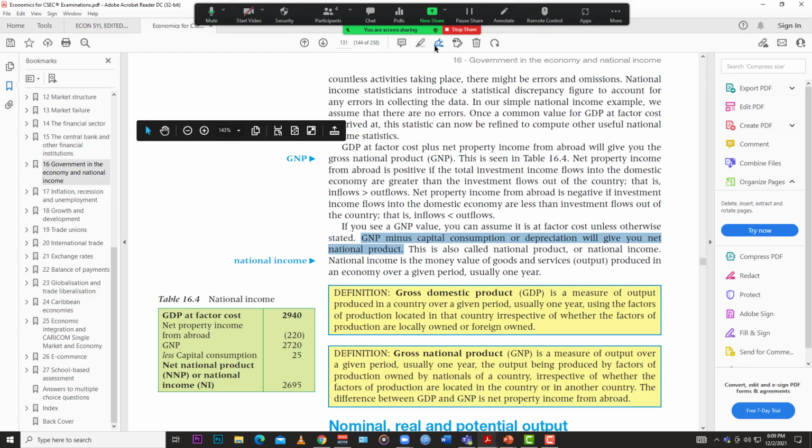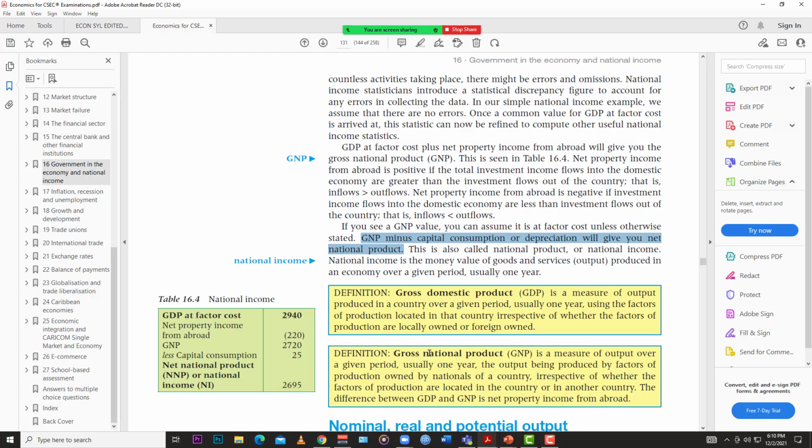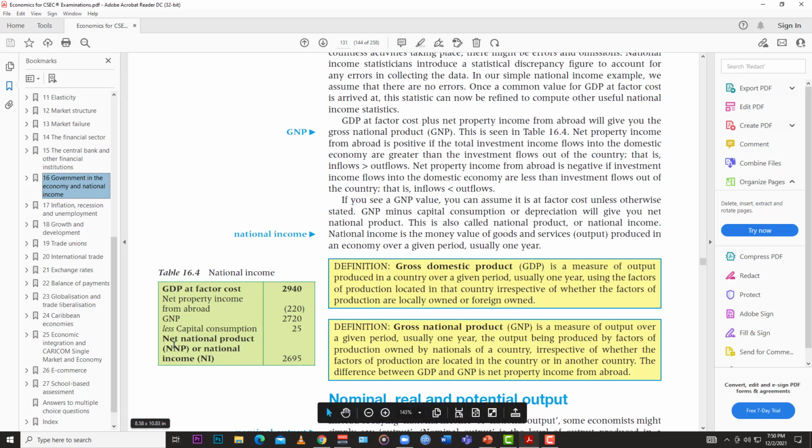So from GDP we can get GNP. From GNP we can get net national product, which is you just minus the depreciation value from GNP, and then that total, what we call net national product, if we minus the taxes, right, sales and excise taxes, then we end up with what we call national income. So we finally arrive at national income, because when we minus the sales taxes and excise taxes, we end up with national income. But in the textbook you'll realize that they call net national product the same thing as national income.